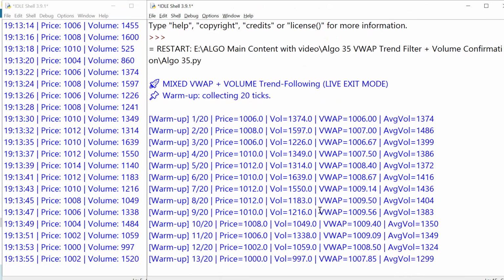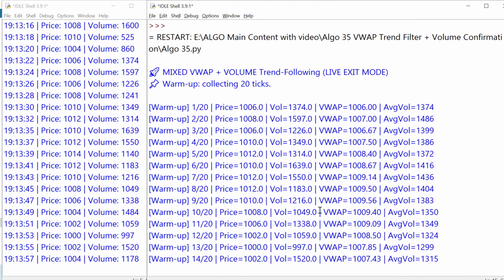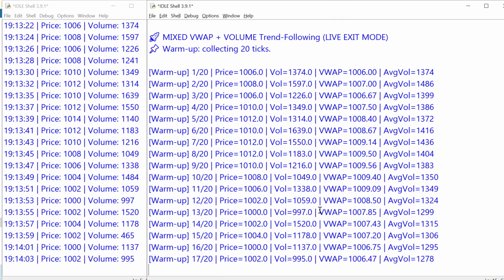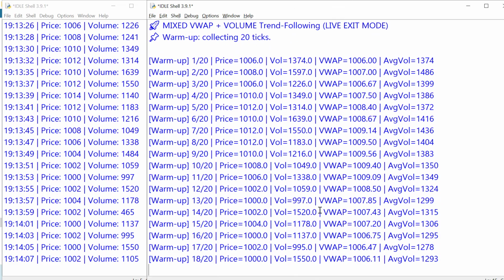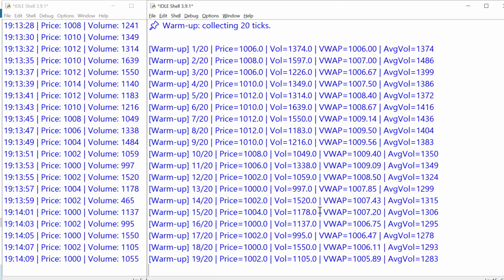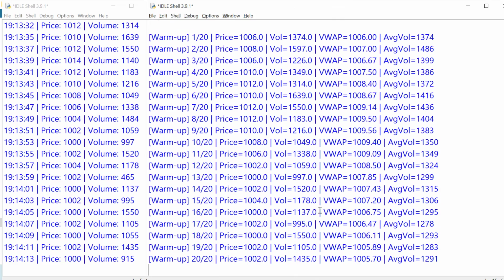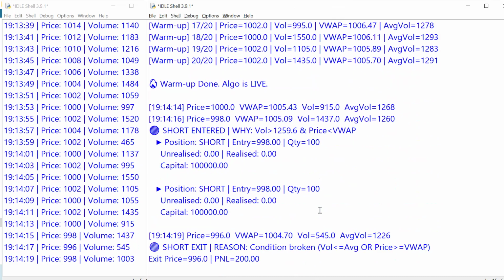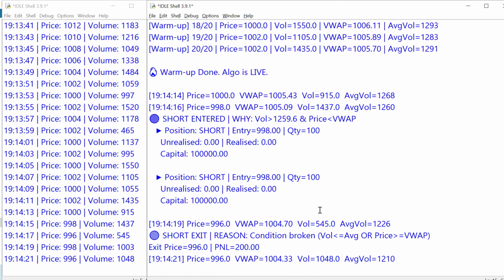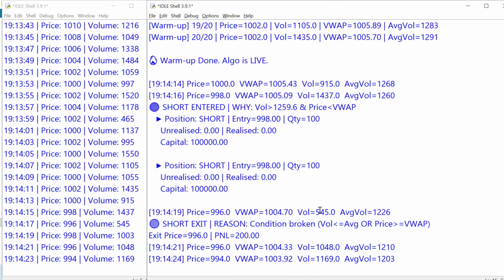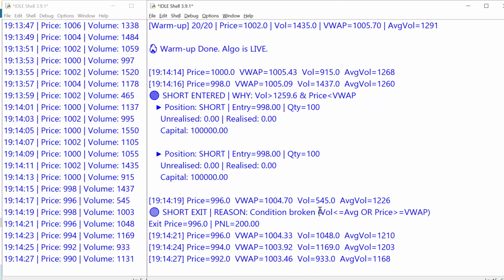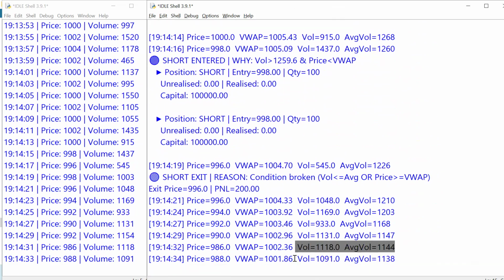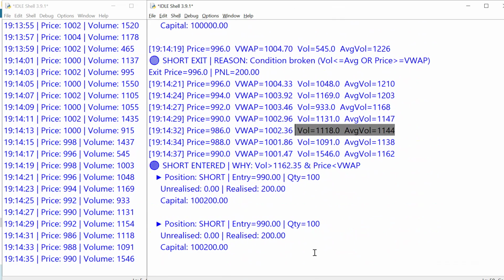Let's wait for collection of the 20 prices. So after 20 prices are collected from the market, the average volume is with us and okay, it has taken the trade because both the conditions were satisfied, and it came out of the trade also. Okay, now the volume should be greater than the average volume. It checks with the VWAP also again. If both the conditions are satisfied, then it is going to trade.